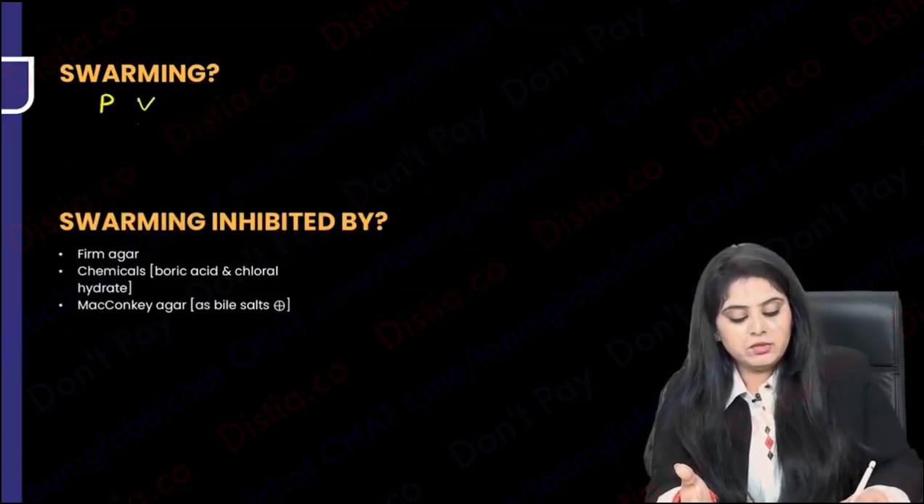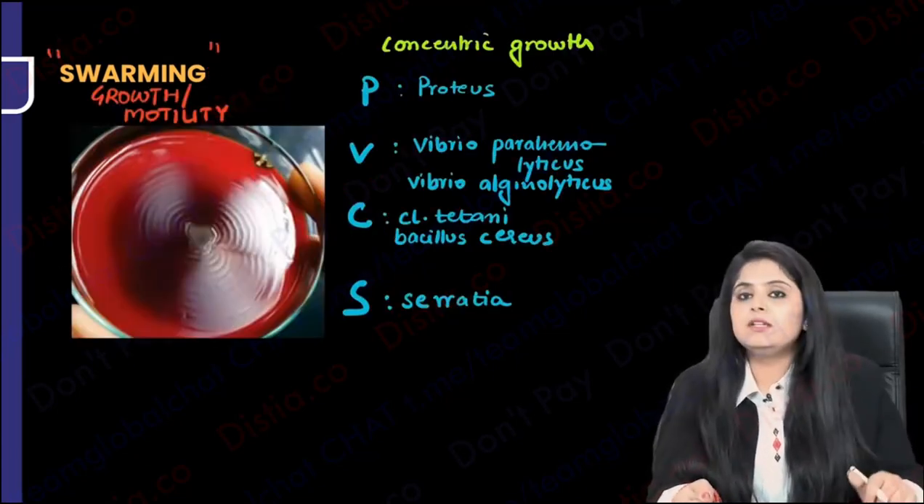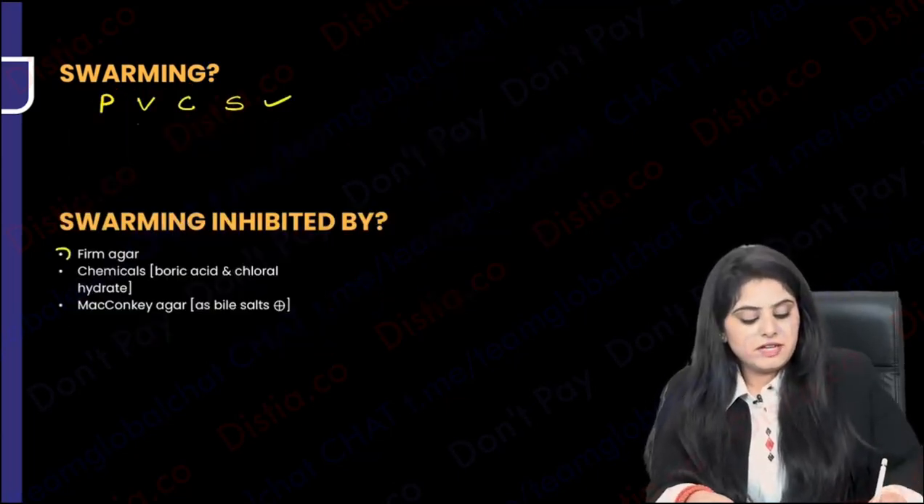All that PVCs you have done. But you don't want swarming. You say, ma'am, I want to see a plain growth. I don't want to see the round and round thing. How do I stop the swarming? First, use a very firm agar.